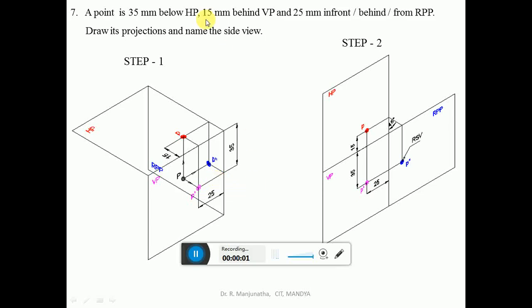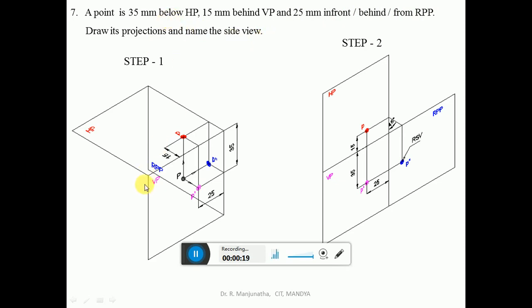Now, a point is 35 mm below HP, 15 mm behind VP, and 25 mm behind RPP. Draw its projections and the side view.